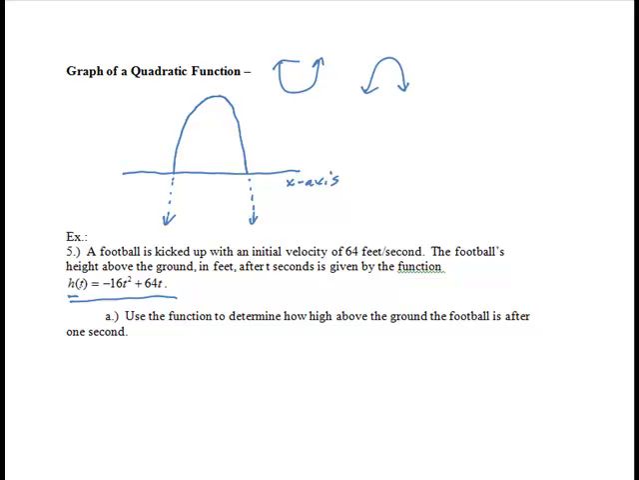So A, use the function to determine how high the football will be above the ground after 1 second. So we're given a time, which allows us to solve for h of t. In other words, just find the height after 1 second, find h of 1, so substitute t equals 1 into the function, and simplify. Works out to be 48, and since it's an application problem, include your units, 48 feet. So after 1 second, the football will be 48 feet above the ground.